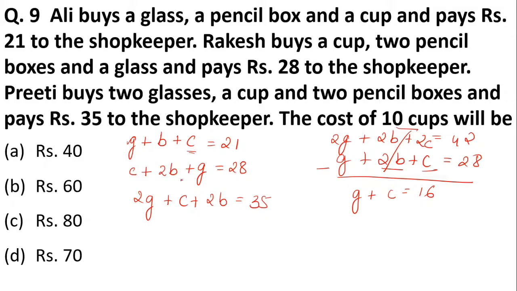Okay. And you have got the value of G plus C. So G plus C is 16. Okay. You're getting what I'm trying to say. G plus B plus C is equal to 21. So G plus C is 16. So B is equal to 21 minus 16 gives you 5. Okay. And B is 5 for you.